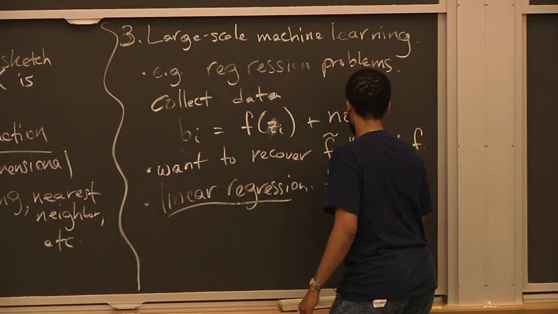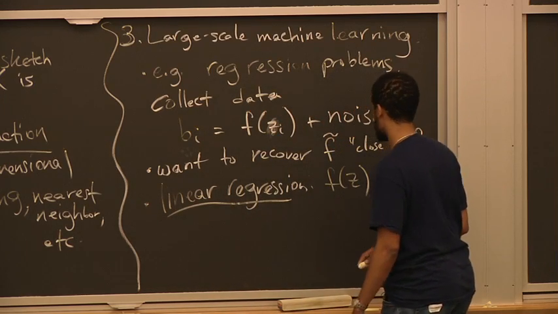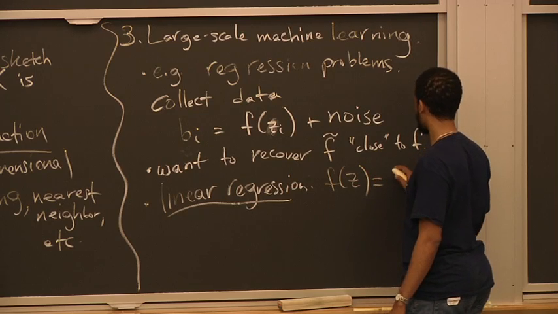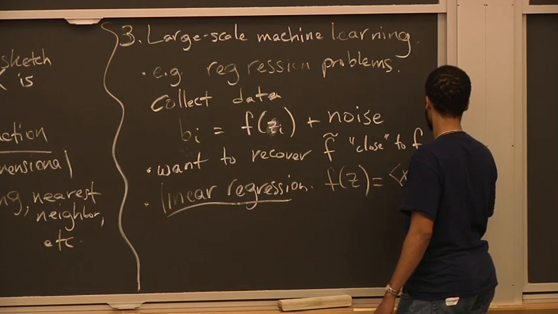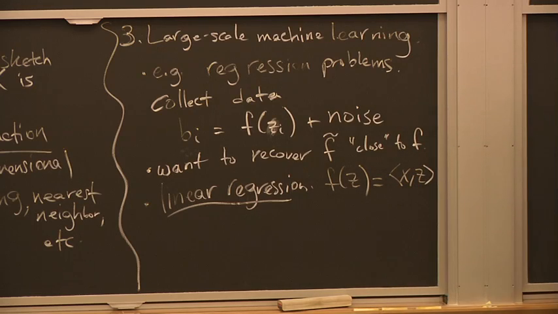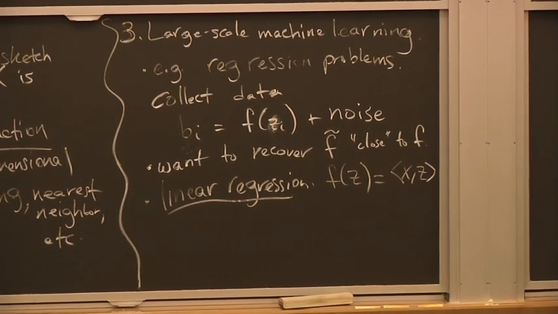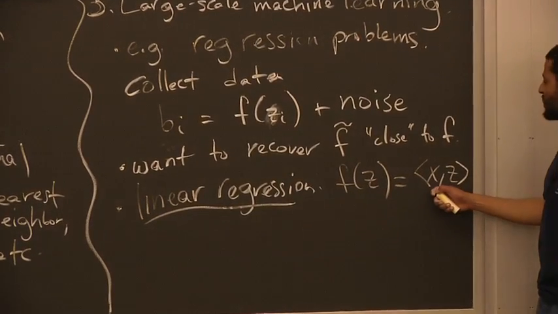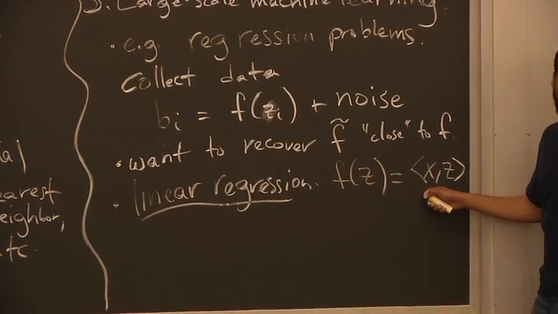Where f of z is, let's say, a linear function. It's some, let's say, x dot z, maybe plus a constant term or something. And now really the parameters here are this vector x. You want to recover x, right?